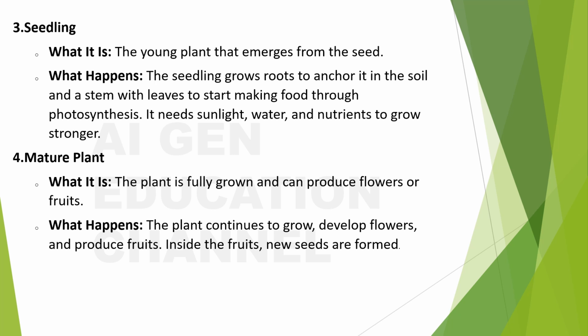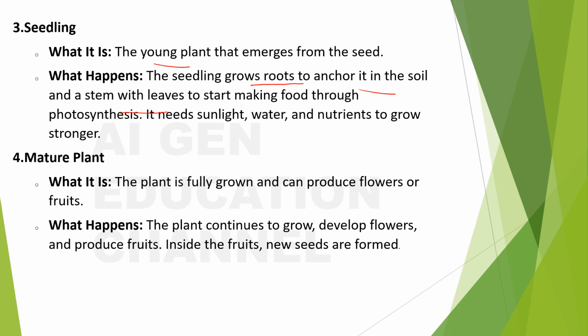Next, seedling. The young plant that emerges from the seed is called a seedling. The seedling grows roots to anchor it in the soil and a stem with leaves to start making food through photosynthesis. It needs sunlight, water and nutrients to grow stronger.